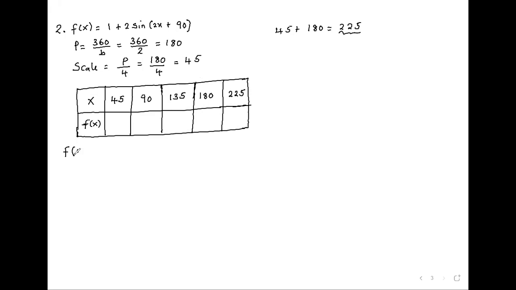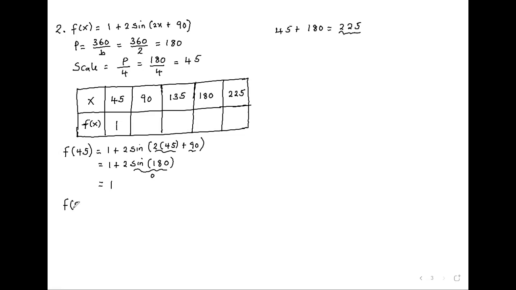What is f of 45? So don't worry, the number that will be coming out will be very normal. 1 plus 2 sine of 2 by 45 plus 90. This is 1 plus 2 sine, 90 plus 90, we get 180. Sine 180 is 0. So 2 times 0, we get 0. So this will give us 1. So we have 1 here.